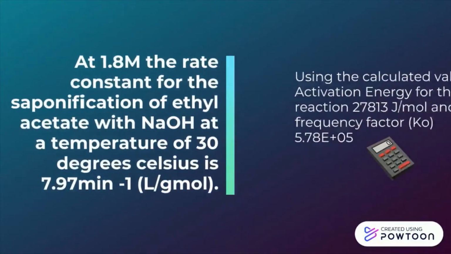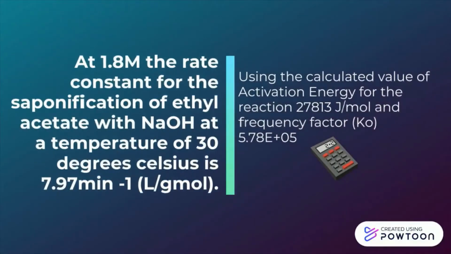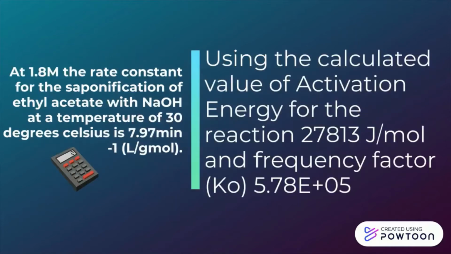At 1.8 M, the rate constant for the saponification of ethyl acetate with NaOH at a temperature of 30 degrees Celsius is 7.97. Using the calculated value of activation energy for the reaction, 27,813 J per mole, and frequency factor k0, 5.78 times 10 raised to 5.